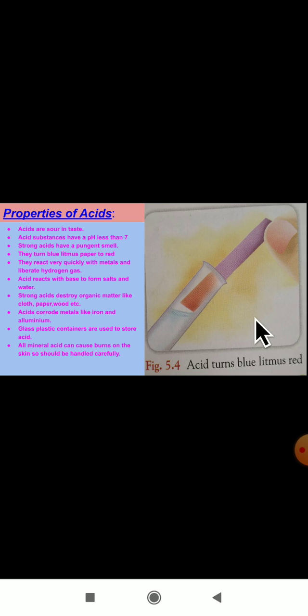Glass and plastic containers are used to store the acid. All mineral acids can cause burns on the skin, so they should be handled carefully. As I have mentioned, concentrated acid we have to handle with care. If it is dilute, then no problem. Mineral acid we say for that.